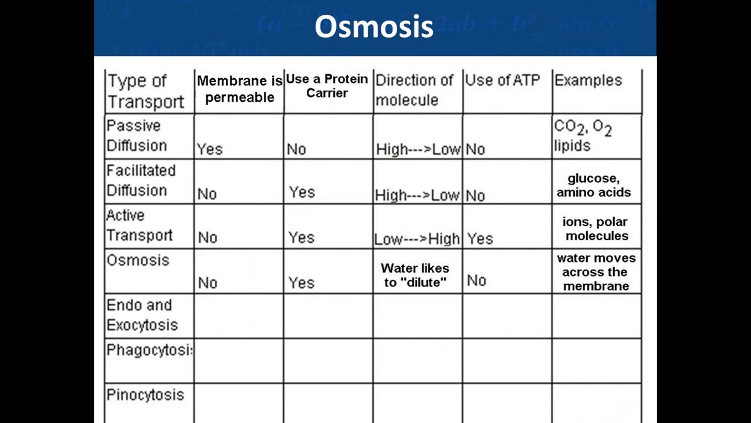So let's talk about a summary then of osmosis. Is the membrane permeable to the molecules? If you are talking about the solutes, the answer is no. But if you're referring to water, the answer is yes. Do you need a carrier molecule? For osmosis, there's a mistake there. The answer is no. Remember, in terms of how the water is going to move, water likes to dilute. Do you need ATP? Nope. And an example is that water is moving across the membrane.